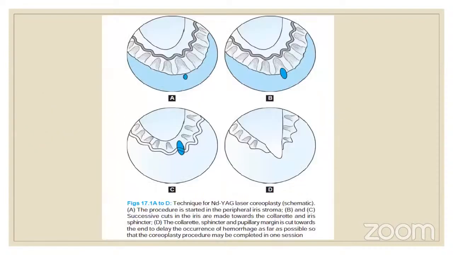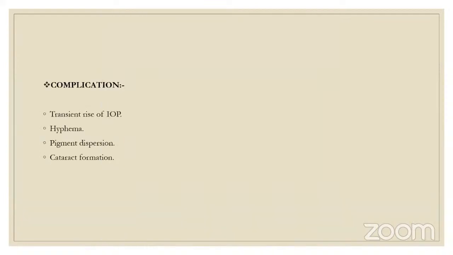This is the same picture. First, the procedure is started from the peripheral iris stroma. Second and third, successive cuts in the iris are made toward the collarette and the iris sphincter. In the fourth picture, the collarette, sphincter, and pupillary margin are cut toward the end to delay the occurrence of hemorrhage as far as possible. Complications are transient rise of IOP, hyphema, pigmentary dispersion syndrome, and cataract formation.